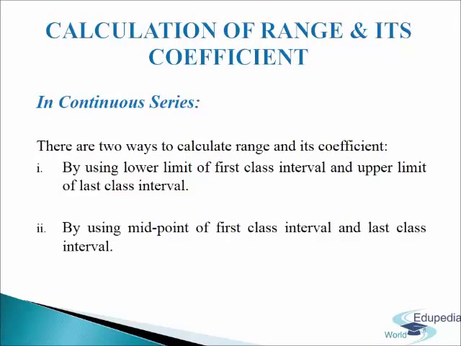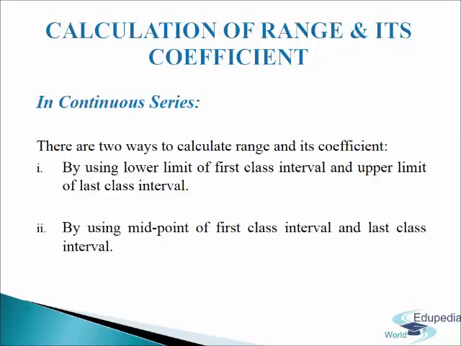Next, we come to calculation of range and its coefficient in continuous series. There is a corresponding frequency given against values of variable x, x being in the form of class intervals. We need to arrange the series into ascending or descending order. We need to find out the largest and smallest items in the distribution. The frequencies are to be ignored as range is determined by two extreme observations.